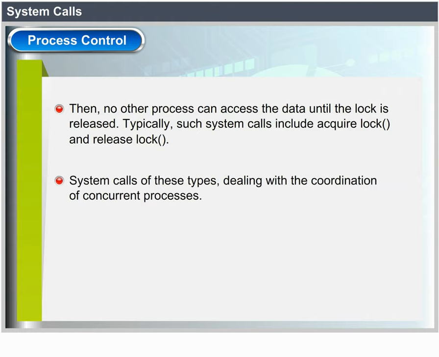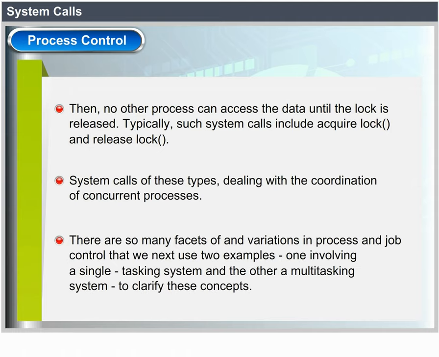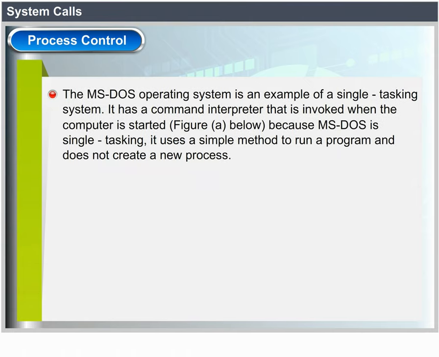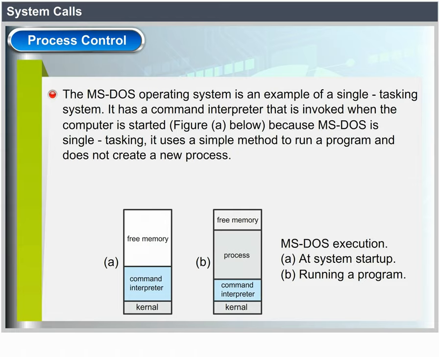There are so many facets of and variations in process and job control that we next use two examples, one involving a single-tasking system and the other a multitasking system, to clarify these concepts. The MS-DOS operating system is an example of a single-tasking system. It has a command interpreter that is invoked when the computer is started, as shown in Figure A below.